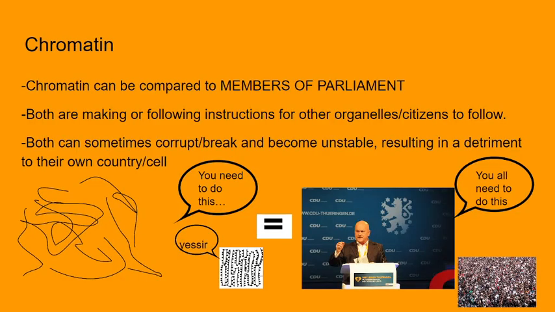Second last, we have chromatin. Chromatin can be compared to members of parliament. Both are making or following instructions for other organelles/citizens to follow. Here we can see the chromatin telling the rough endoplasmic reticulum what to do. And here we could see a member of parliament telling the general public what to do. And since these two are doing similar functions, that justifies the two being similar. However, both can sometimes corrupt/break and become unstable, resulting in a detriment to their own country/cell.